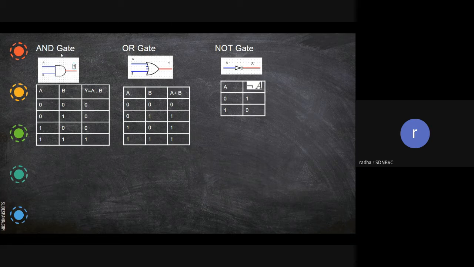Then the AND gate. The AND gate is multiplication, and you represent it like this. See the difference: you have to draw it like this. For the AND gate, if any one of the inputs is 0, the output will be 0. For the output to be 1, both inputs must be 1. That is a strict rule in the AND gate. Whereas in the OR gate, only when both inputs are 0 will the output be 0. In all other cases, if any one of the inputs is 1, you will have output 1.